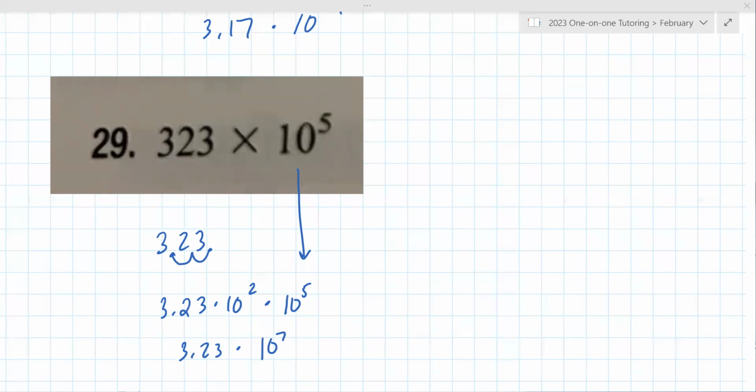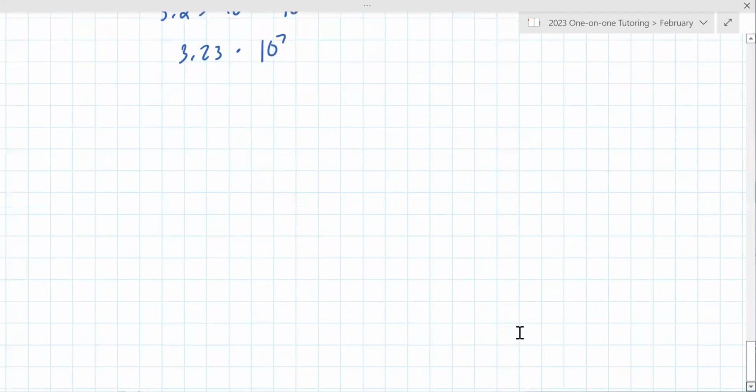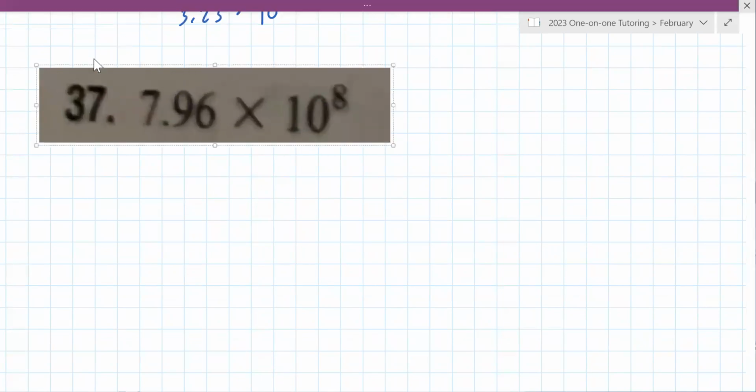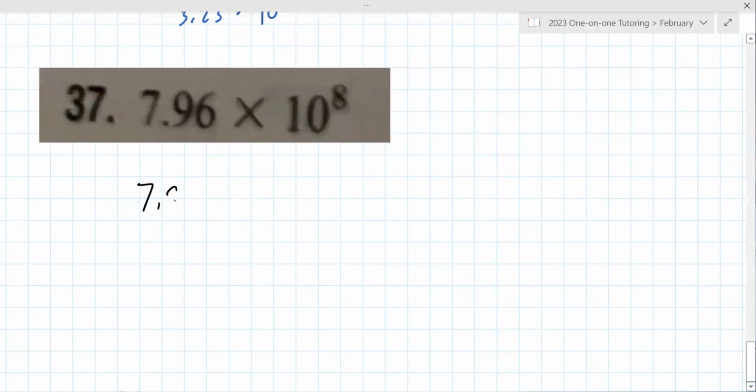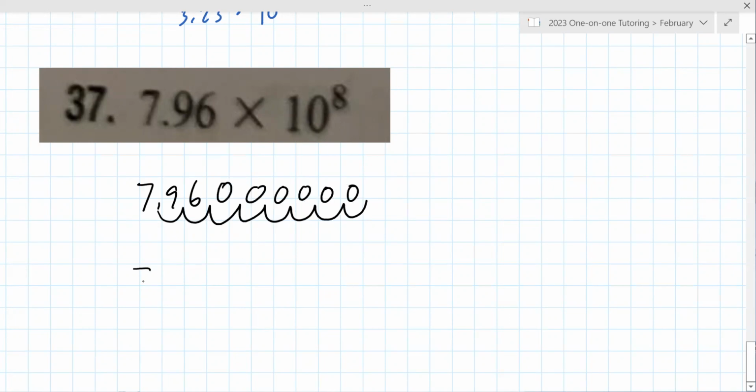Okay, I got it down. So we did 33. Do you want me to go back up and show you again, or did you get that down? I got that down. Okay, so we're up to 37. These are going to go really fast because you already know what to do. For 37, you know to move the decimal to the right 8 times. 1, 2, 3, 4, 5, 6, 7, 8. Fill those in with zeros. And there's your final answer for that.